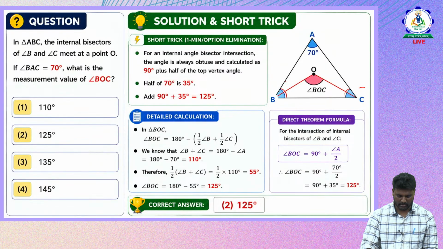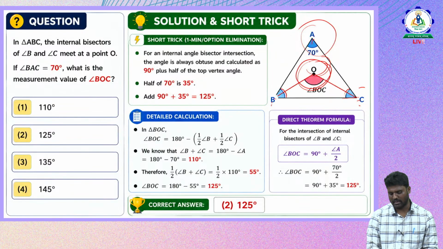The internal bisectors of angle B and angle C meet at the point O, where the base points are angle B and angle C. These two bisectors meet at the point O. Now if angle BAC, that means angle A, is 70 degrees, what is the measurement of angle BOC? So this is the angle we need to identify.